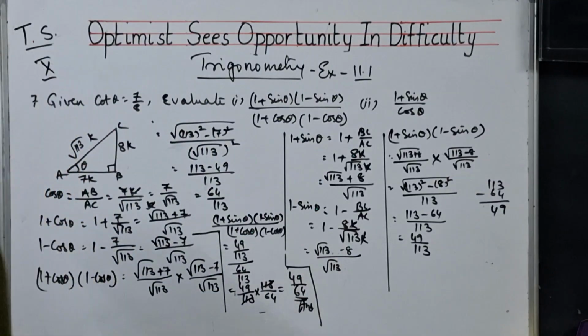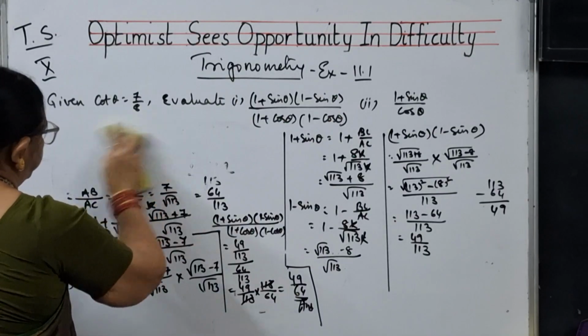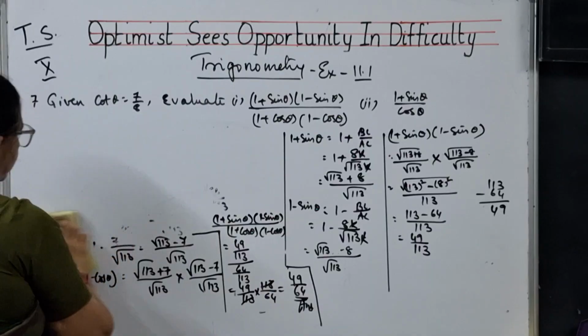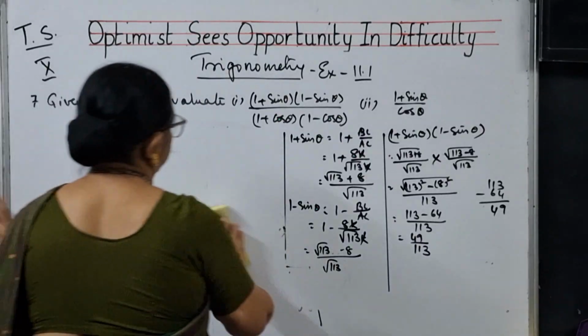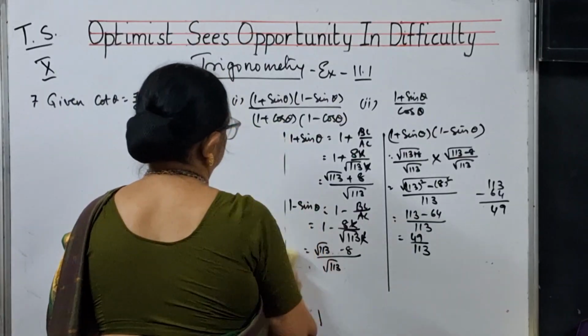Please copy it. This is 7th sum. 7th sum, one bit I have done. Now let us see 7th sum, second bit.